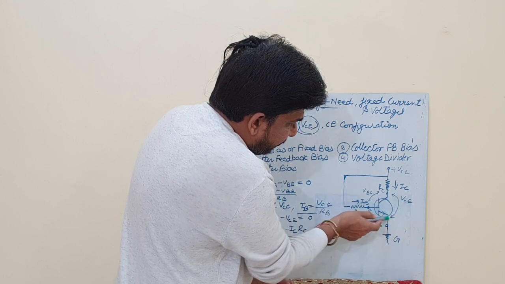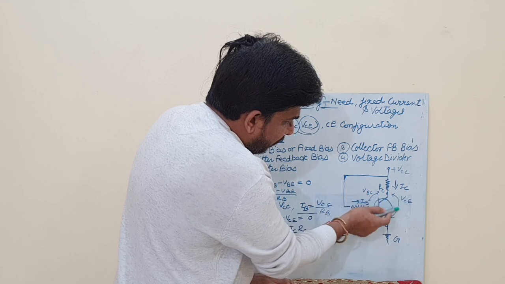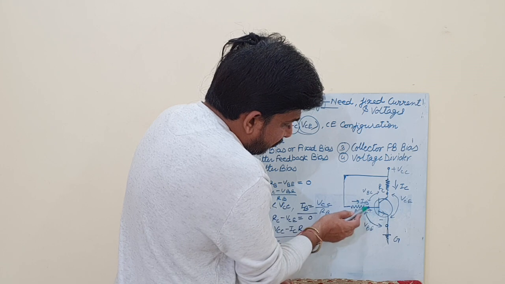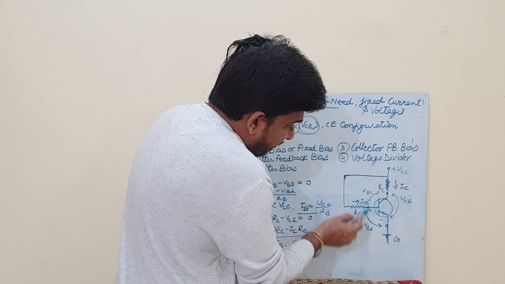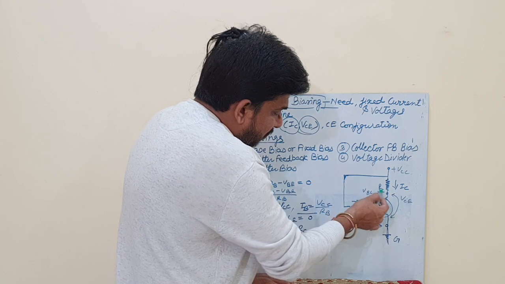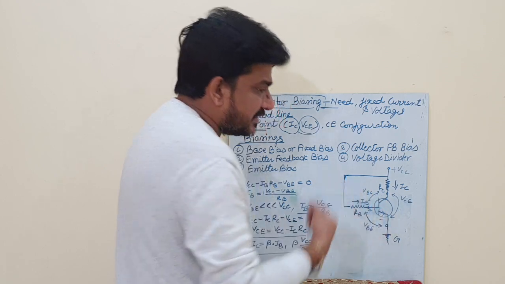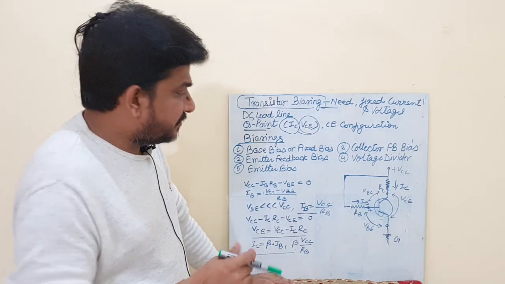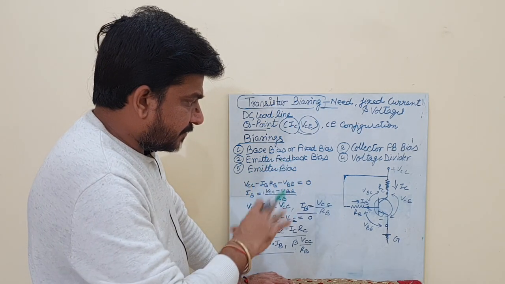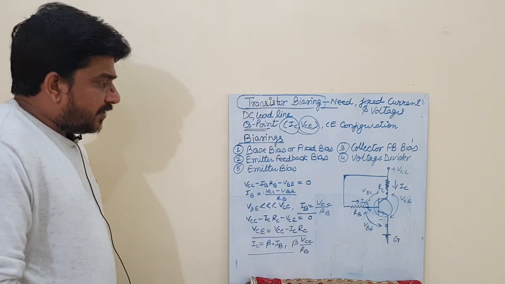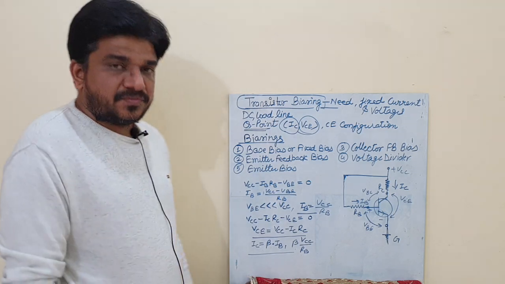The voltage difference between collector and emitter is called VCE. This is base, this is emitter, so this will be base emitter, VBE. This is collector, this is base, so this voltage is called VBC, right? So this is the way we find out the different voltages. Now when we are using this circuit, we can apply Kirchhoff's law.